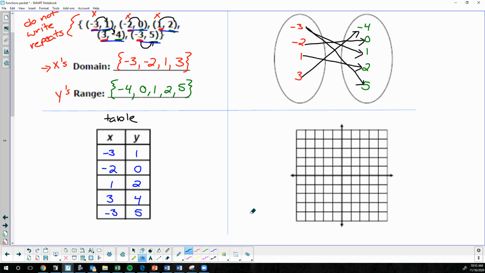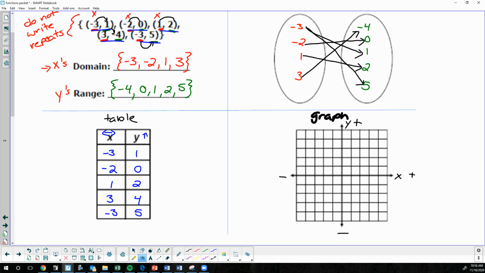And the last thing you can do with ordered pairs is you can graph them. So hopefully this is a nice little quick review. Remember that our x-axis is our side to side. Our y-axis is up and down. My positive x's are here. My negative x's are here. My positive y's are here. My negative y's are here. So my x is my side to side number.